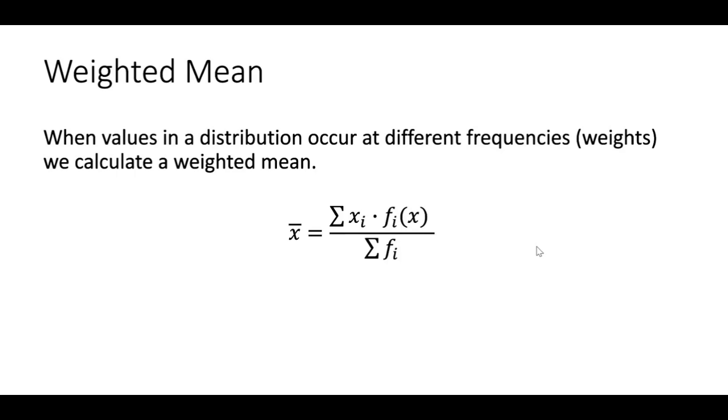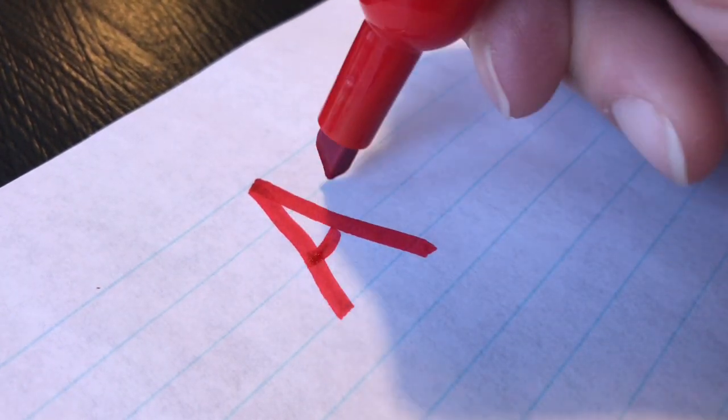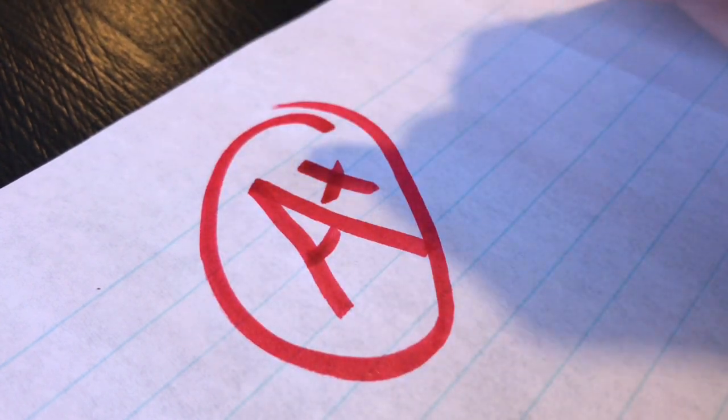We've got two more items here real quick. We've got something called a weighted mean. And you've been doing this whenever you calculate your grade point average. What you do is you say, okay, I got an A. That was worth 4 points. But it happens at different frequencies.